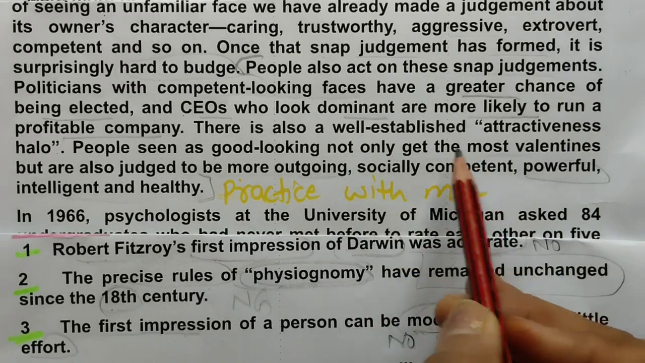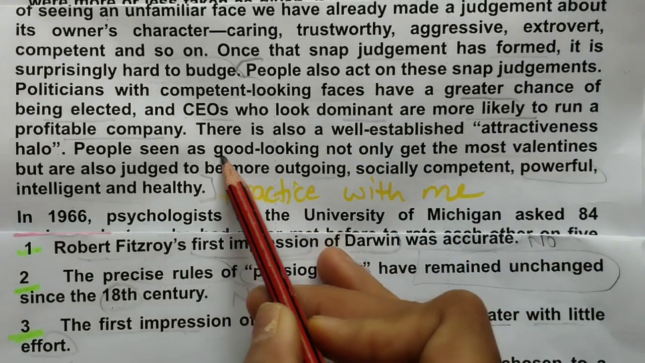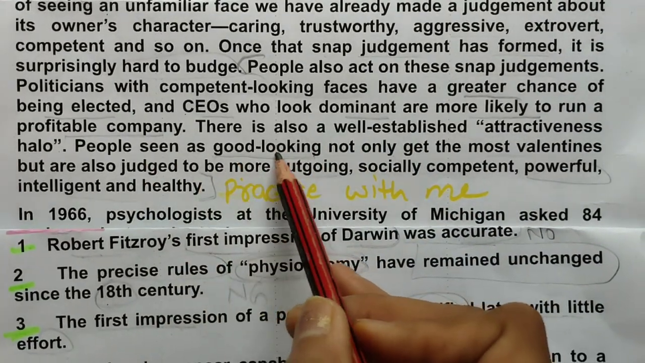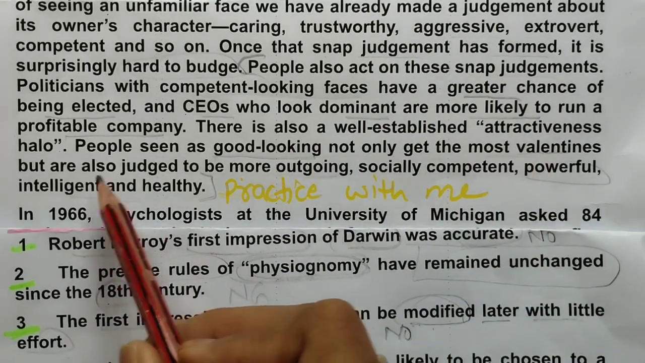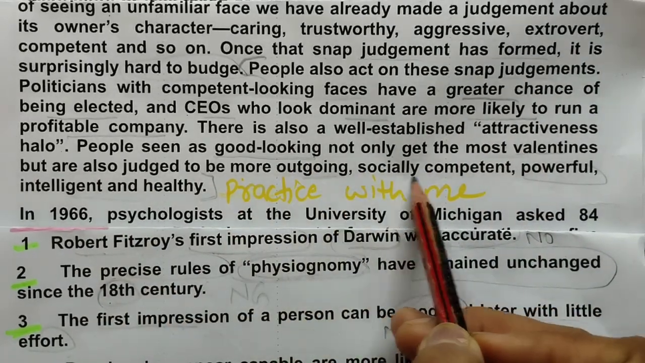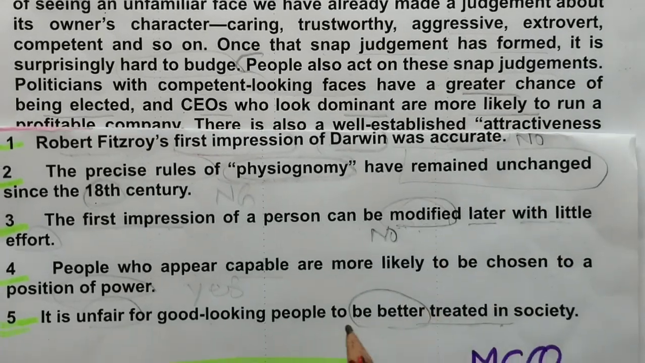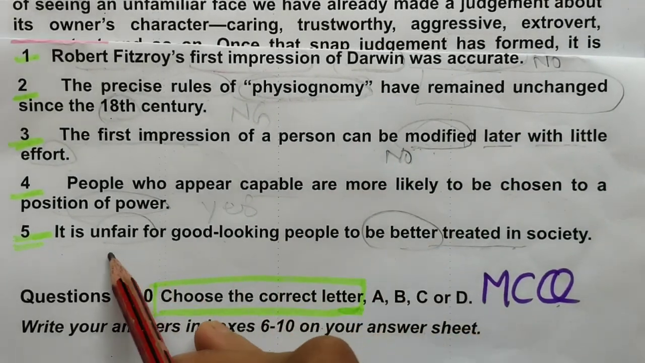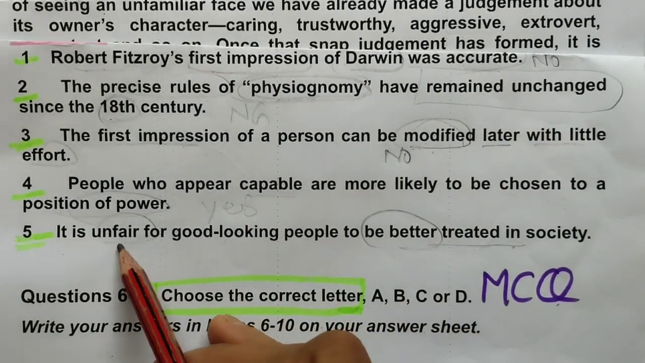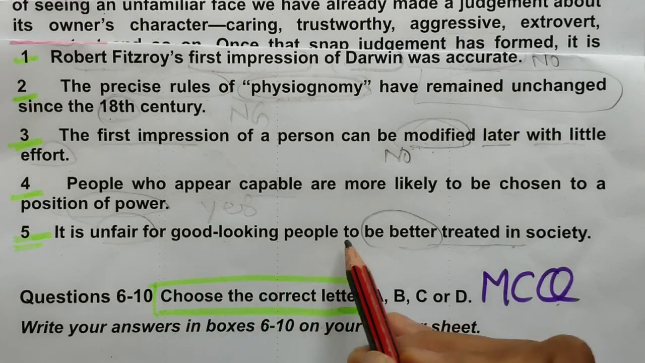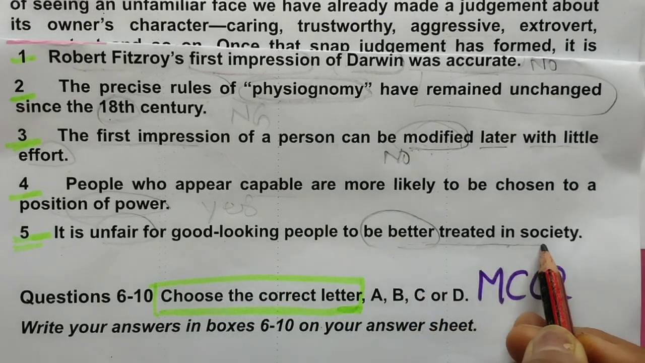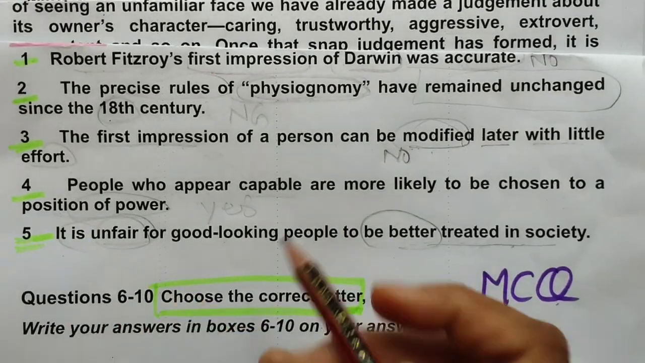So fifth number, it is unfair for good looking people to be treated better in society. So here good looking is here. People seen as good looking not only get the most valentines but are also judged to be more outgoing, socially competent. This we have already read, but here the unfairness is not given. It is unfair for people to be better treated in society, that thinking is not given.